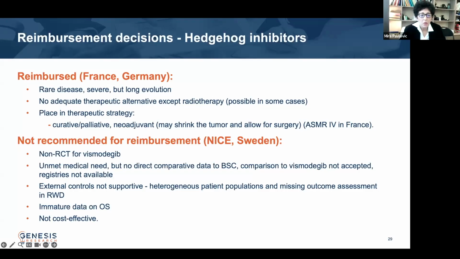And the same drugs were not recommended in the UK. It was not recommended in Sweden, for example, because there was no RCT, there was no direct comparative data. In the case of Sonidegib, comparison to Vismodegib was not accepted. There were no registries. There were no data on overall survival, and they were too expensive, so not cost effective. And the latest decision on Vismodegib by TLV was 2 years ago. So it means that the reasoning for not accepting didn't change.